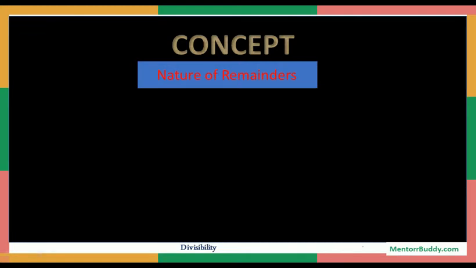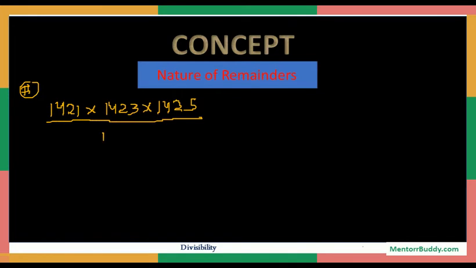So coming directly to the question now, let's understand one question which is based on the nature of the remainder. Let's say I'm framing one simple question: what will be the remainder when 1421 into 1423 into 1425 is divided by the number 12? If we proceed with the traditional approach, we have to multiply the three numbers and then divide by the number 12, and in that case it is going to be a long, time-consuming thing, right? Now I'm just going to divide 1421 by 12.